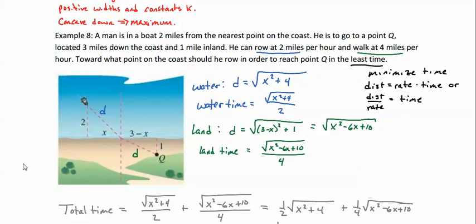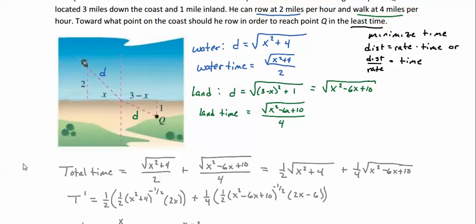Example 8. A man is in a boat 2 miles from the nearest point on the coast. He is to go to a point Q, located 3 miles down the coast and 1 mile inland. He can row a boat at 2 miles per hour and walk at 4 miles per hour. Toward what point on the coast should he row in order to reach point Q in the least time?